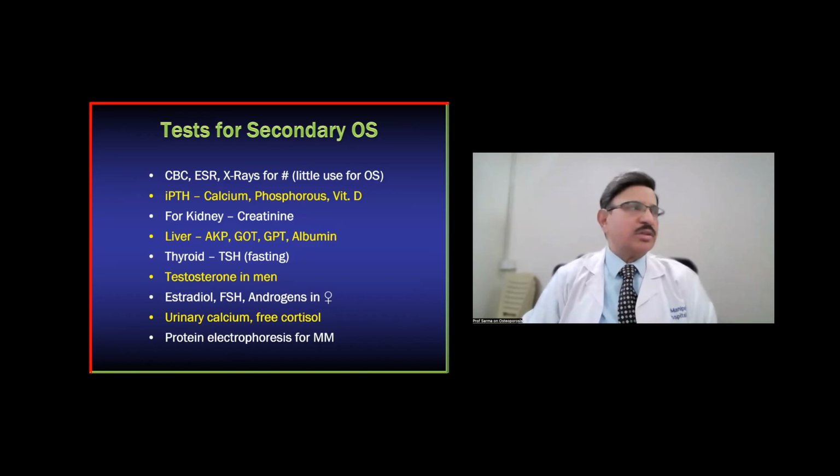Okay. iPTH, if you write it, the lab will try to analyze it the moment the sample comes. Calcium, phosphorus, vitamin D. What are the tests? CBC, ESR, X-rays, iPTH, calcium, phosphorus, vitamin D levels. For kidney, look at the creatinine. For the liver, look at the ALP, GOT, GPT, and albumin. For thyroid, do the TSH in the fasting state; testosterone in men; estradiol, follicle stimulating hormone, and androgens in women. That is adrenal androgens. Urinary calcium and urinary free cortisol should be seen. Protein electrophoresis for multiple myeloma.